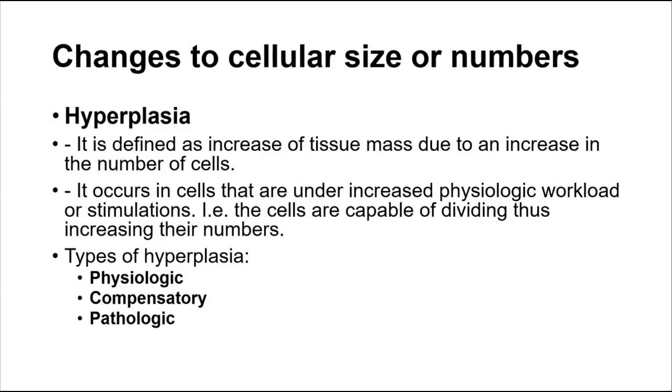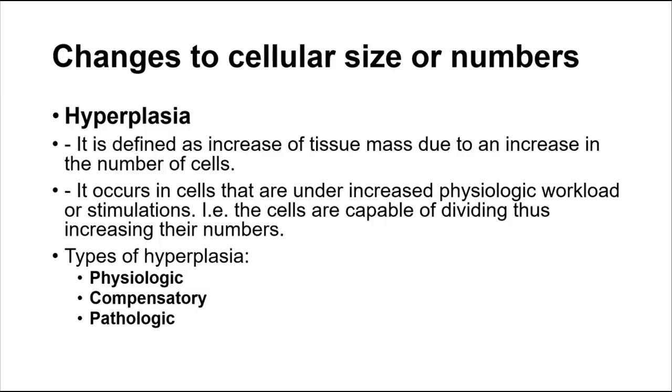When we say physiologic hyperplasia, for example, during pregnancy, the endometrial lining within the uterus would tend to increase in number in order to accommodate the growing fetus. So that's what they call physiologic hyperplasia.